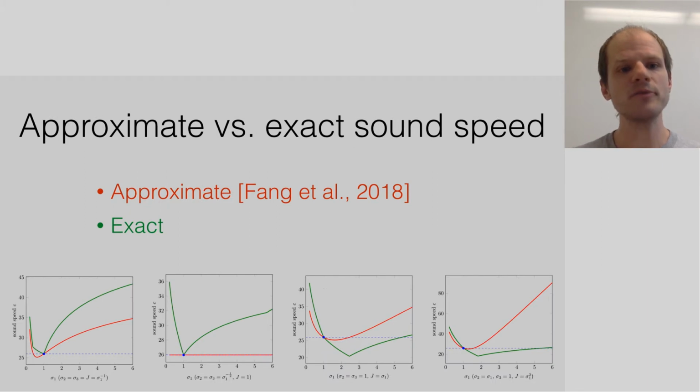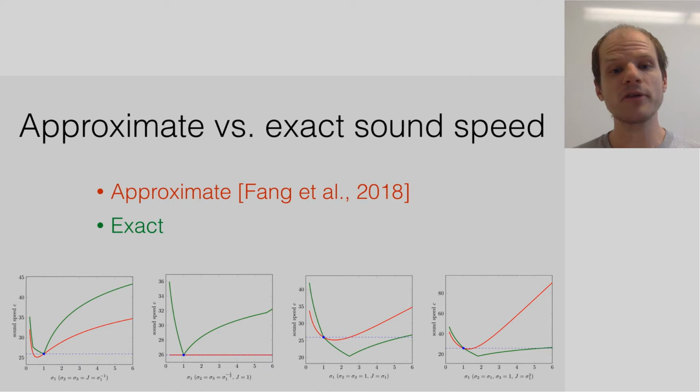This approximation was used by Feng et al. for their sound speed calculations, which we evaluate below in these four plots. These four plots show the sound speed as a function of configuration for four different paths through configuration space. Red here represents the approximation used by Feng et al., and green represents the exact sound speed for that configuration.